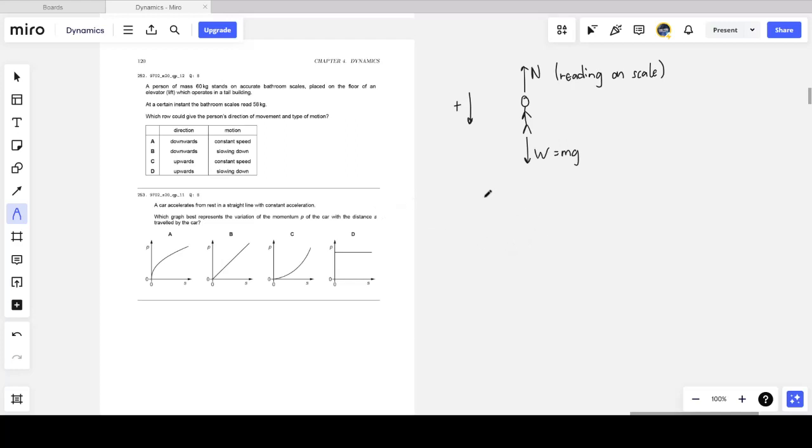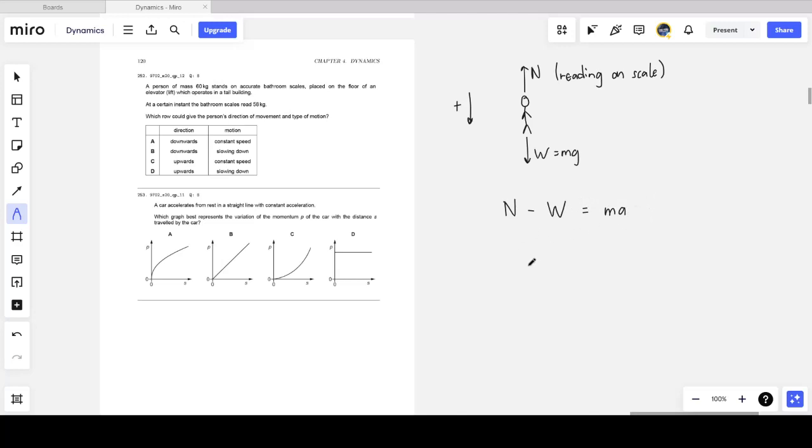Now, according to Newton's second law, the two forces are not going to be balanced here, because we can see that the normal force and the weight, which are the two forces acting on this person, are not balanced because they should be reading 60, but they're reading 58. So one force, let's say N minus the other force W, must equal ma. This is Newton's second law.